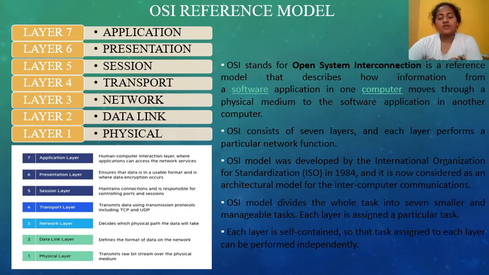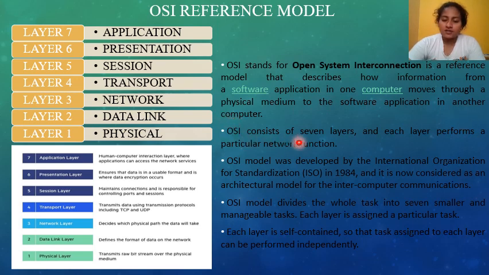Further proceeding to what is meant by layers, what the different layers are, and what the functions of each and every layer are. First we should know the prerequisite: what is actually meant by the OSI reference model. OSI is abbreviated as Open System Interconnection, a reference model that describes how information from a software application in one computer moves through a physical medium to the software application in another computer.